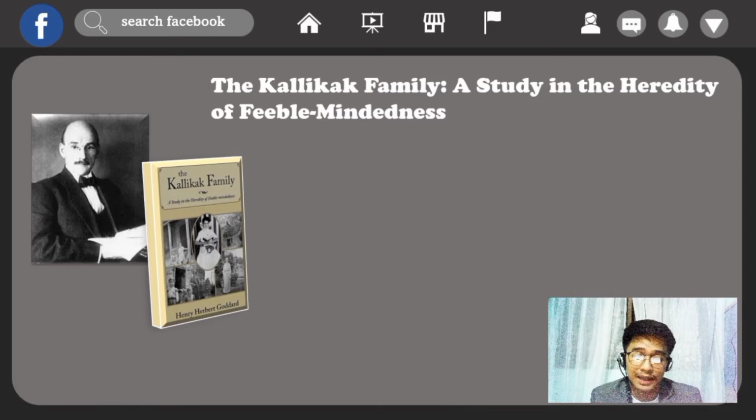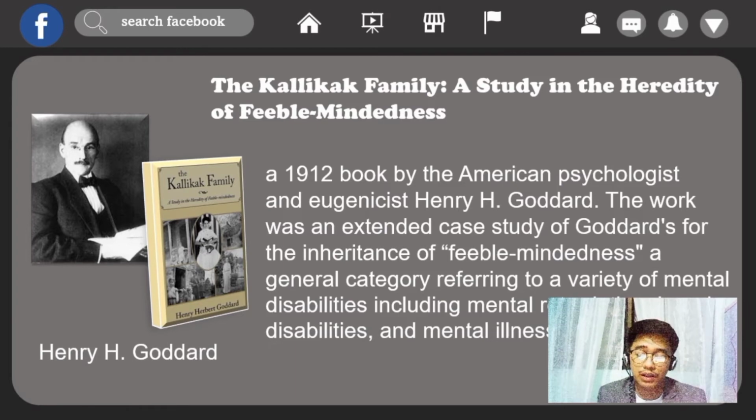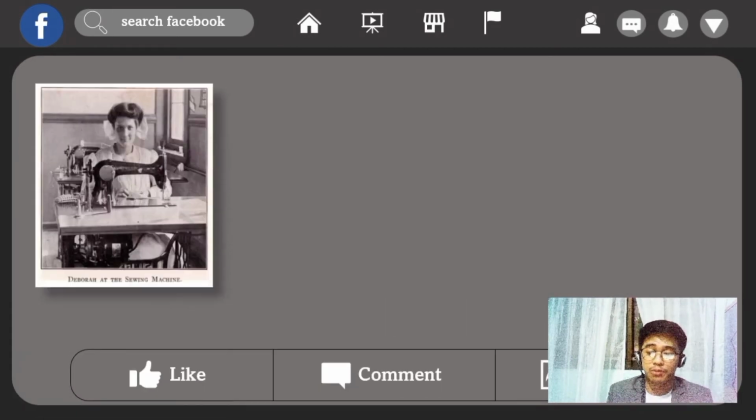The Kallikak family studied heredity of feeble-mindedness. It is a 1912 book by the American psychologist and eugenicist Henry H. Goddard. The work was an extended case study of Goddard's for the inheritance of feeble-mindedness, a general category referring to a variety of mental disabilities, including mental retardation, learning disabilities, and mental illness. He used Kallikak as a pseudonym, a family name throughout the book. Goddard coined the name from the Greek words Kallos, meaning good, and Kakos, meaning bad. The book begins by discussing the case of Deborah Kallikak.